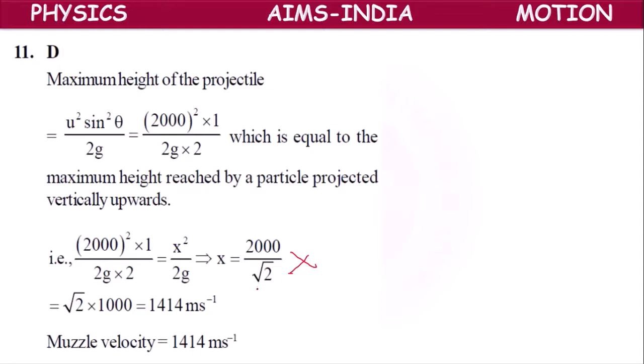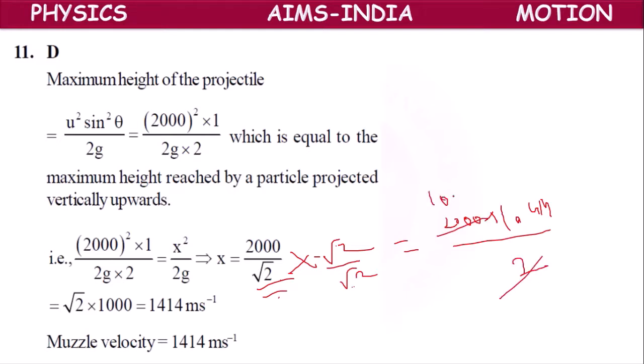But to eliminate this root 2, we can multiply with root 2 and divide with root 2. Then root 2 into root 2 will become 2. We will have 2000, and root 2 value is 1.414 and so on. Approximately we can take 1.414. Root 2 into root 2 becomes 2. 2 into 2000, 2 into 1000, so 1000 into 1.414, the 3 zeros cancel 3 decimal places. So we will get the answer 1414 meter per second.